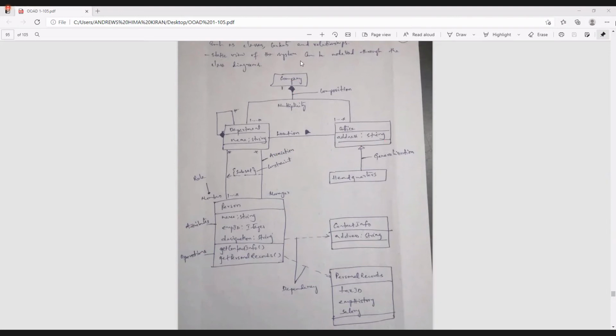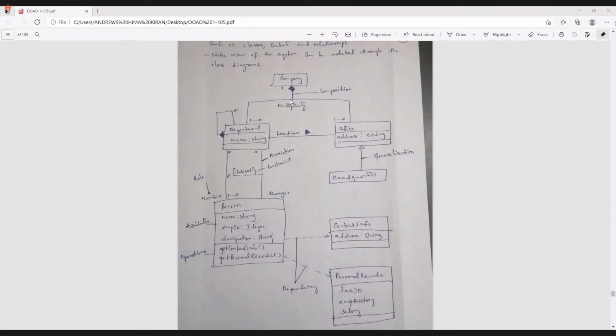So a composition relationship is rendered between company and department. That means company is the whole part and department is the subpart. That means the company must and should contain the department. In the same way, company must and should contain an office, like that.